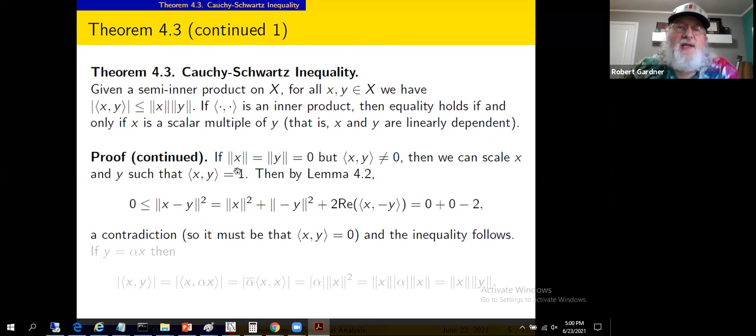So we need to address the case when the semi-norm of x and the semi-norm of y are both zero, but the inner product is not zero. Remember, the result holds trivially when the inner product is zero. Then we can scale x and y such that the inner product of x and y equals 1. Again, scaling can be done. We're not saying that these are zero vectors. We're saying that they have semi-norm zero.